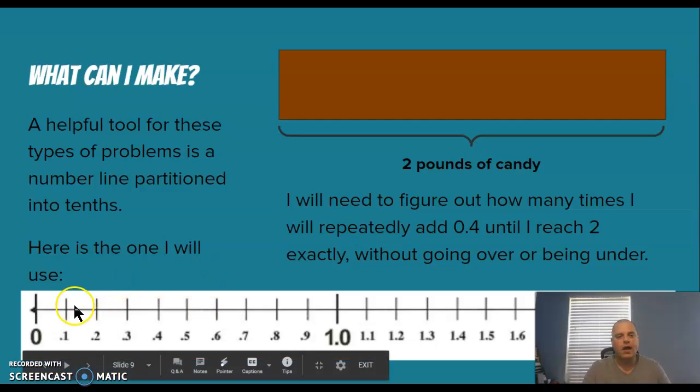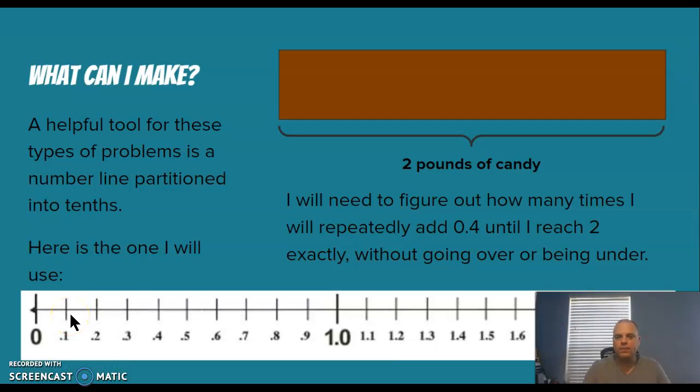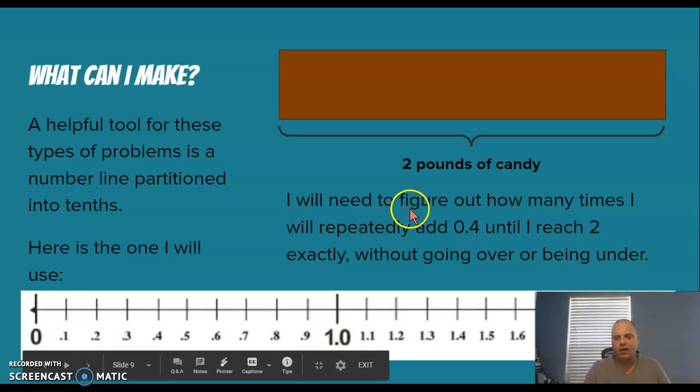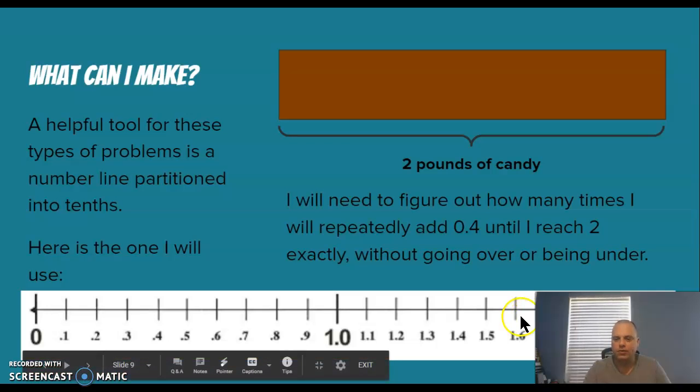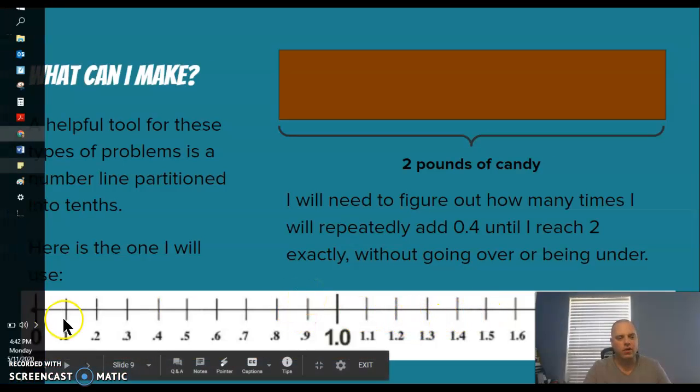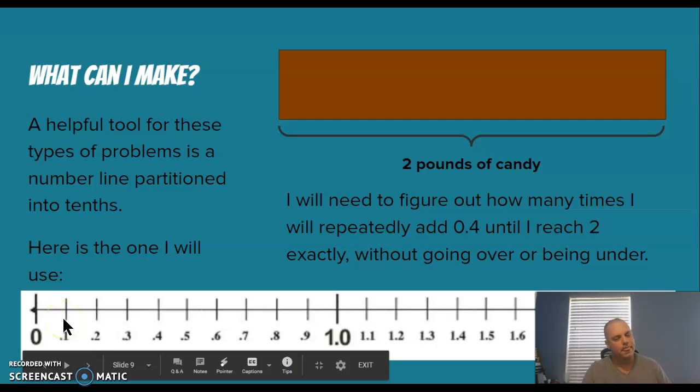Now, in this case, I've measured off 2 wholes on my number line, and each whole is divided into 10. So in this case, I'm going to try to figure out how many of these 4/10 it's going to take to get all the way to 2. That's why it kind of looks like multiplying. But at the same time, I'm taking 2 wholes and I'm dividing them into 4/10, 4/10, 4/10 until I get to 0. Remember, don't go over and don't go under.